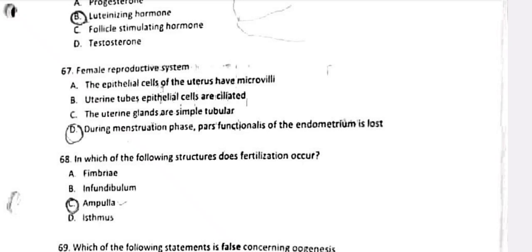So the correct option here is supposed to be D, which is saying that during the menstruation phase, parts of the functionalis of the endometrium are lost. Remember, when you are talking about menstruation, you need to keep in consideration what we refer to as the endometrium, or the inner lining of the uterus. The inner lining of the uterus has what we call the stratum functionalis. During menstruation, it's that part, the stratum functionalis, which is lost. Because the blood vessels are directly attached to the stratum functionalis, it's the one which is shed off during menstruation.